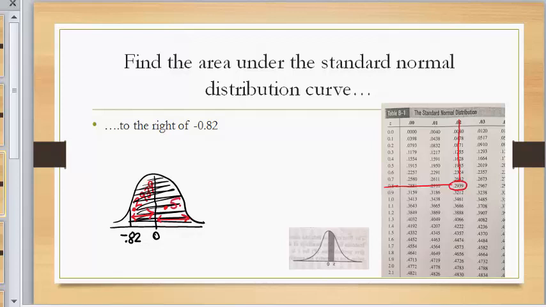And then to find my final answer, I would need to do what? Take my two pieces and add them together. That would give me a final answer of 0.7939 for the total of the shaded region.